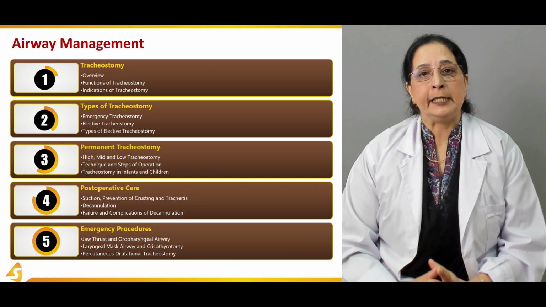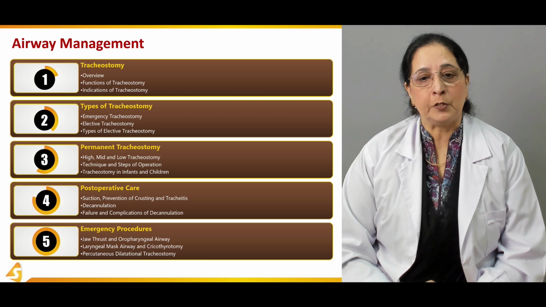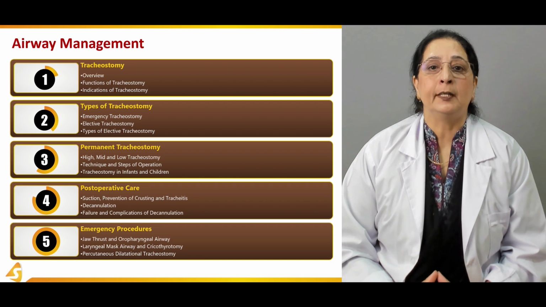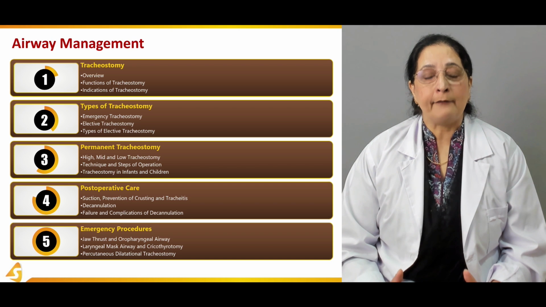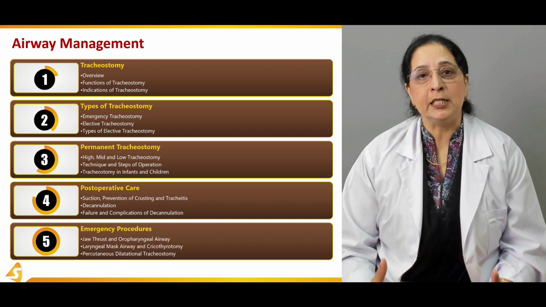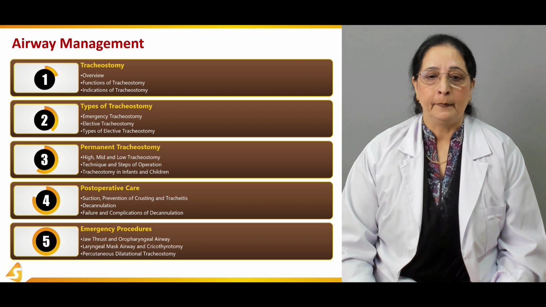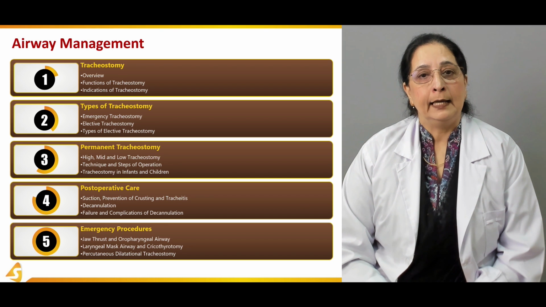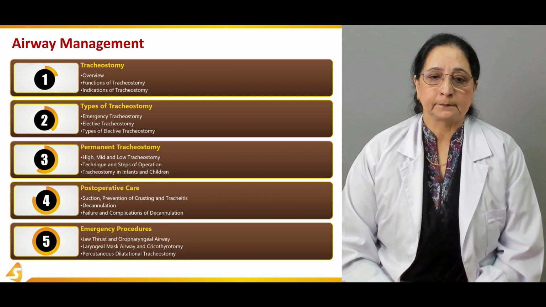Then in the second section, we will talk about types of tracheostomy, which can be emergency tracheostomy. Then we have elective tracheostomy, which is performed as a routine procedure. And then also we will talk about different types of elective tracheostomy.